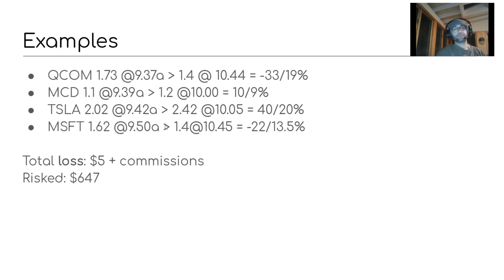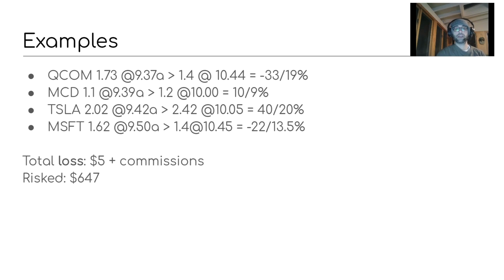So I have a couple examples here. Sorry, my wife. I have Qualcomm, McDonald's, Tesla, and Microsoft. And so then I have all the purchase prices. So Qualcomm, I paid 173 at 9:37. I closed it out at 140 at 10:44. So that was a minus $33 or minus 19%.